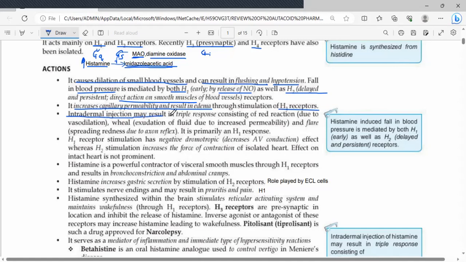Also, intradermal injection may result in triple response. Please understand this, the triple response, which will consist of a red reaction due to vasodilation, a wheal, which is due to exudation of fluid due to increased permeability. Remember, permeability we said is due to H1, and the flare response, which is a spread in redness due to the axonal reflex, and it is primarily a H1 response. So the triple response is a H1 mediated response.